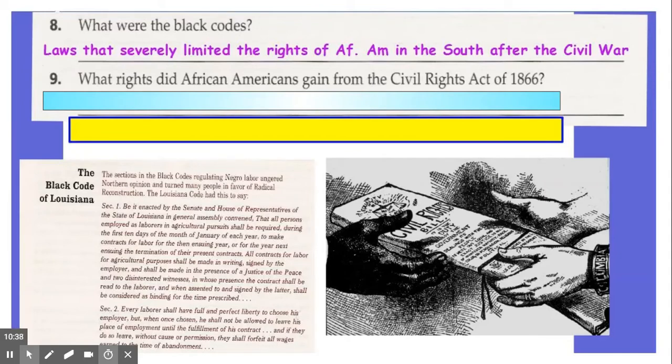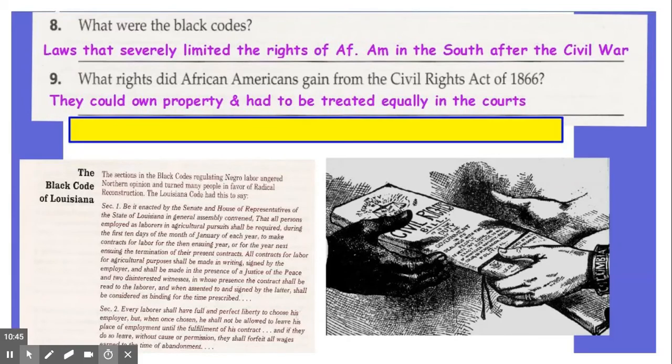But number 9, what rights did African Americans gain from the Civil Rights Act of 1866? What this would have done is it would have allowed African Americans to own property and to be treated as equals in the courts. The Civil Rights Act also would have granted citizenship. And what's interesting is, there were some concerns among some politicians that if we went ahead and passed this act, the Supreme Court wouldn't necessarily rule in its favor.